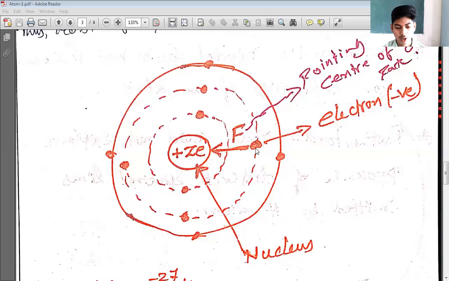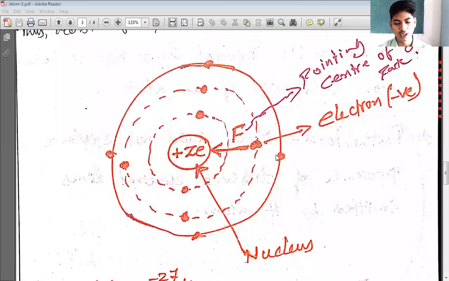So electron revolving around the nucleus is an accelerated charged particle. According to classical electromagnetic theory, an accelerated charged particle should continuously emit energy in the form of electromagnetic radiation. An accelerated charged particle always emits energy in the form of electromagnetic radiation. Electromagnetic radiation is nothing but light. So the electron revolving around the nucleus, being an accelerated charged particle, must be continuously emitting energy.